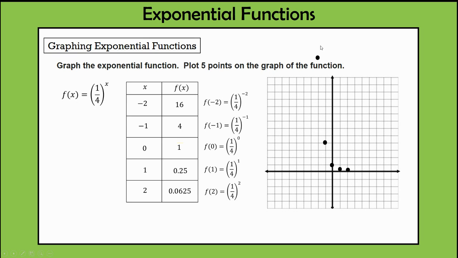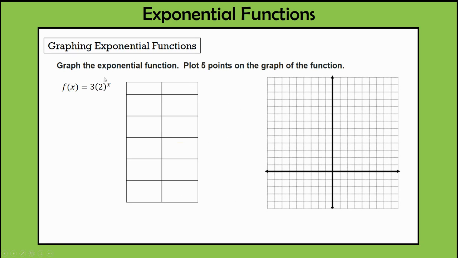But what we do is just connect the dots. So we're going to bring it down. We're going to start to curve along, and don't go below the x-axis, because this graph does not go below the x-axis. It hugs this line. Remember, this would be my asymptote if I drew one in. Okay, but that's graphing an exponential decay function.